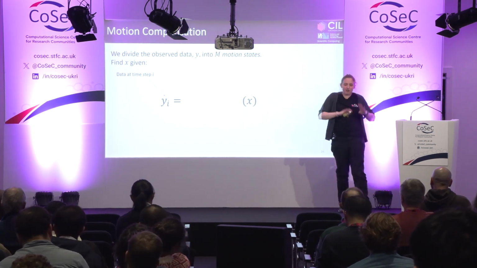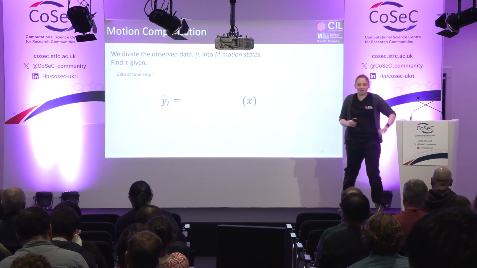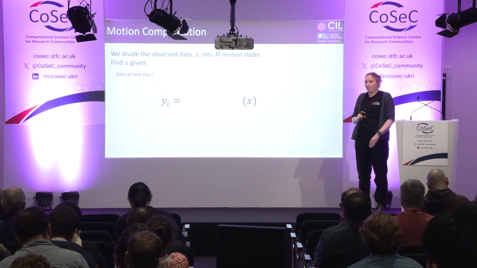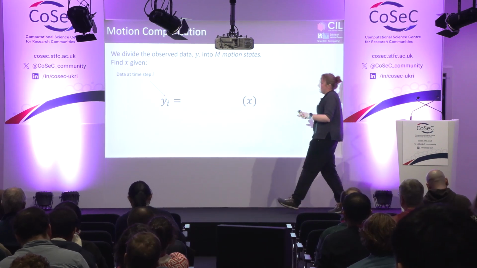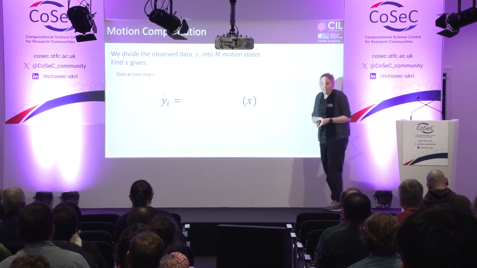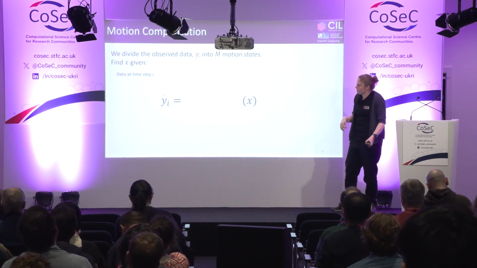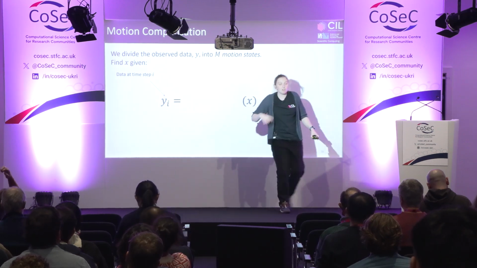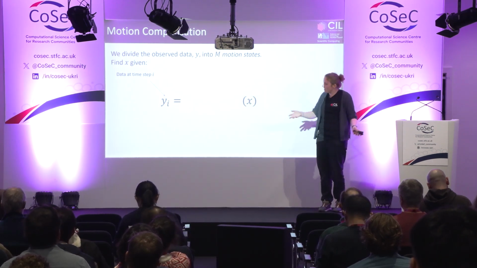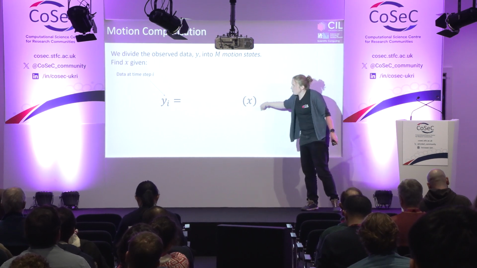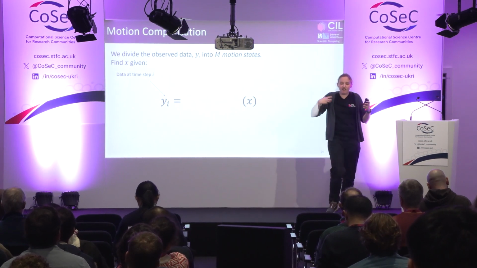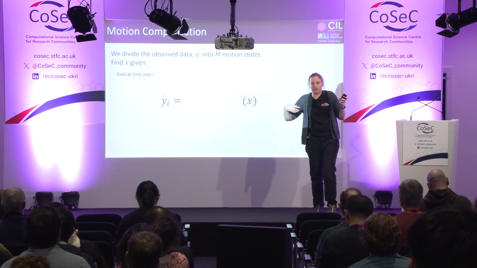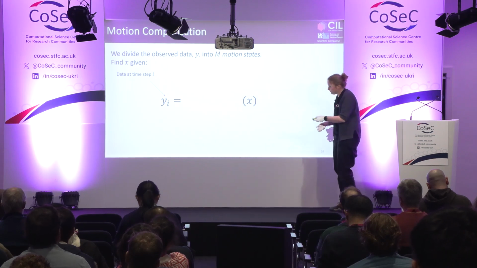Okay, so, very expensive. We're going to use a stochastic method again. And what we're going to do is divide our data, y, into m motion states. So our data y has become y_i. And we're going to build up our equation of what's going on. So this x is what we want to reconstruct, and this is our nice data with no motion in it.